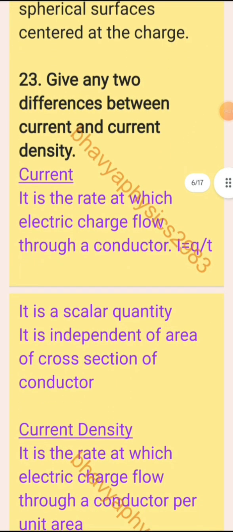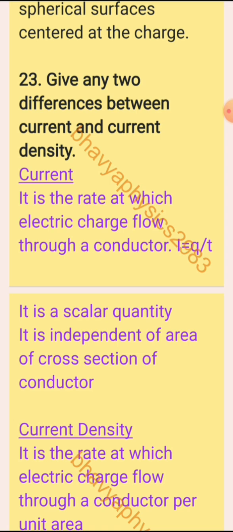The next question, give any two differences between current and current density. So you can make two columns, current and current density, but here I have written all those together. Current means, first is a definition. It is a rate at which electric charge flows through a conductor. That is first point. Okay, so that you can write in mathematical form, I is Q by T. Second point is it is a scalar quantity, and third point is it is independent of area of cross section of the conductor.